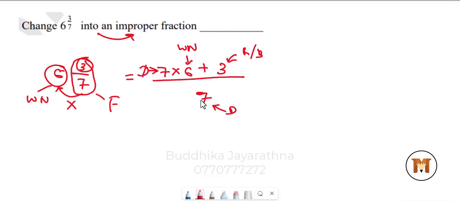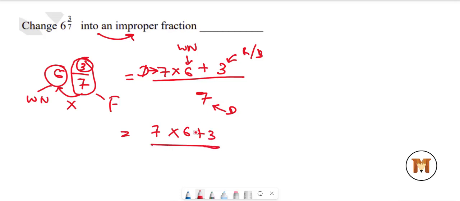So the denominator is multiplied by the whole number, and add. Because it's the balance, you add that balance into this, and the denominator stays the same. So I write the denominator the same, and 7 times 6 is 42. 42 plus 3 is 45. So this is the answer. That's how you get the answer for this. Now it is really easy. Okay, so let's go to the next one then.